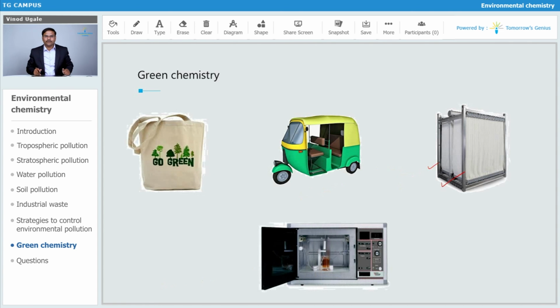This is the microwave oven. When we carry out a reaction by burning, by keeping our conical flask on a flame, which generates gases, we can instead carry out the reaction in the microwave. So there will be no generation of toxic gases. These are some examples of green methods.